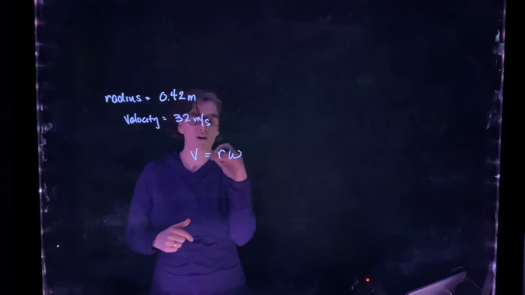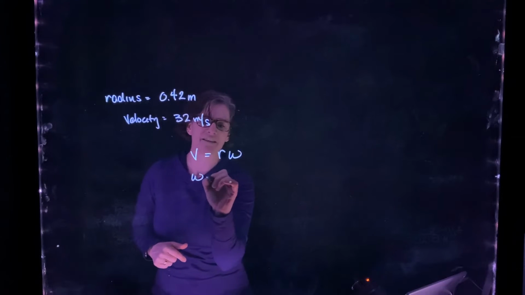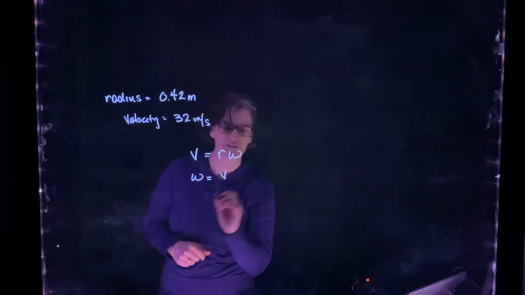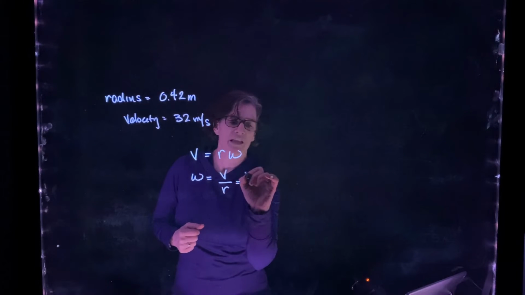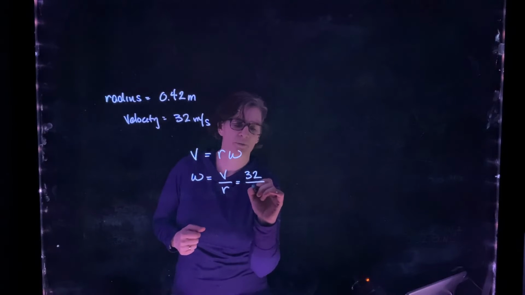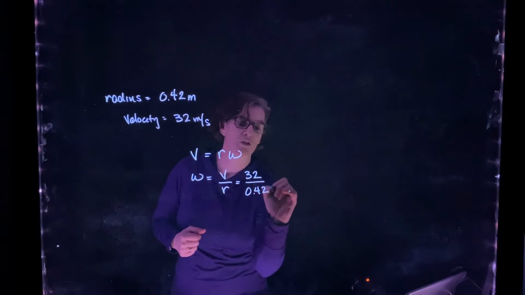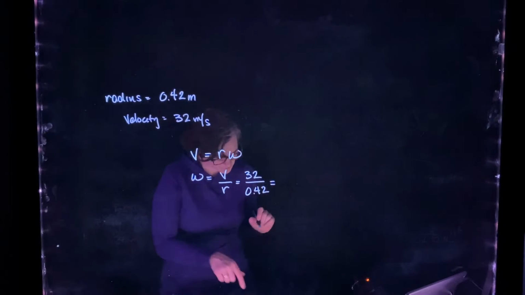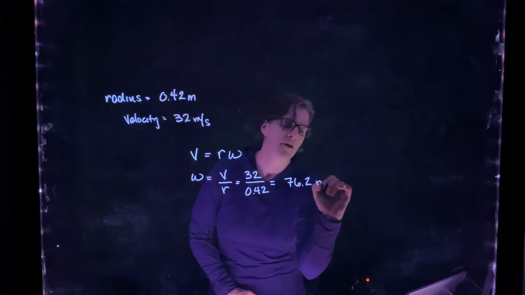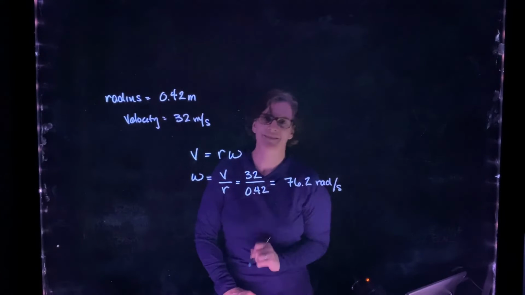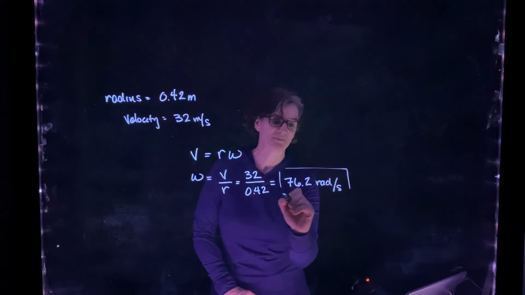So if I solve for angular velocity, I get the angular velocity is equal to the linear velocity divided by the radius. My linear velocity is 32. My radius is 0.42. And so I get an angular velocity of 76.2 radians per second. So that's part A.